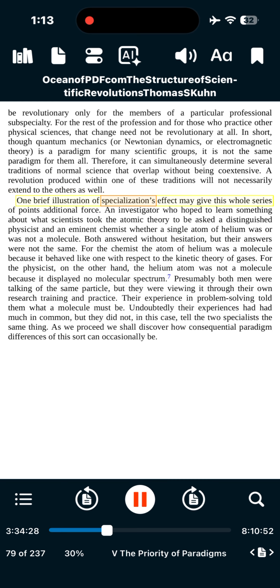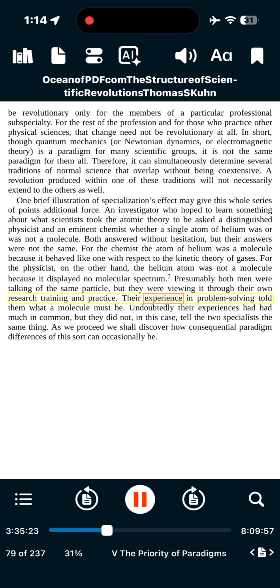One brief illustration of specialization's effect may give this whole series of points additional force. An investigator who hoped to learn something about what scientists took the atomic theory to be asked a distinguished physicist and an eminent chemist whether a single atom of helium was or was not a molecule. Both answered without hesitation, but their answers were not the same. For the chemist, the atom of helium was a molecule because it behaved like one with respect to the kinetic theory of gases. For the physicist, on the other hand, the helium atom was not a molecule because it displayed no molecular spectrum. Presumably both men were talking of the same particle, but they were viewing it through their own research training and practice.